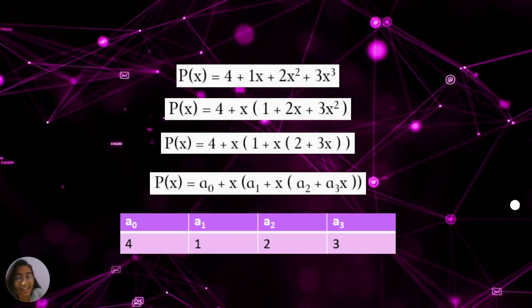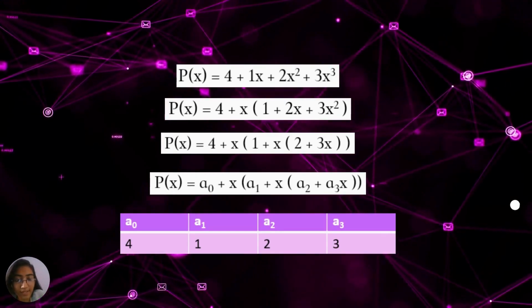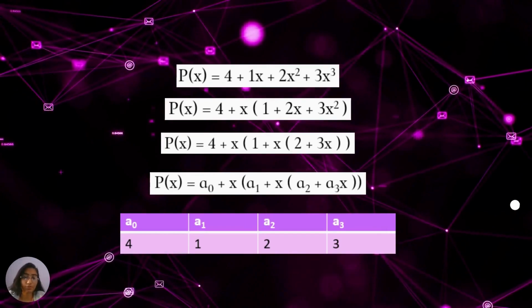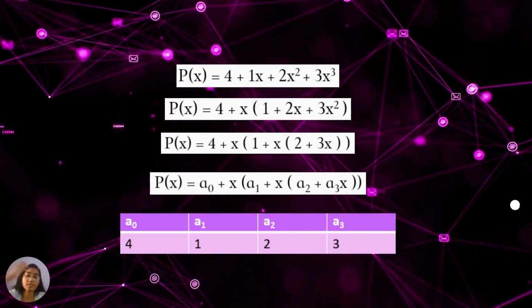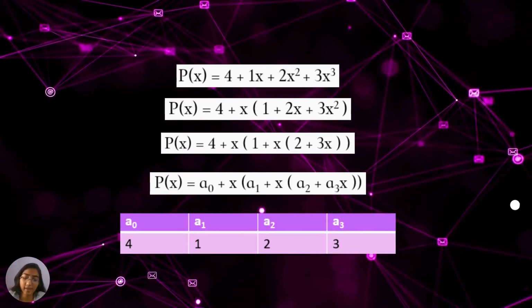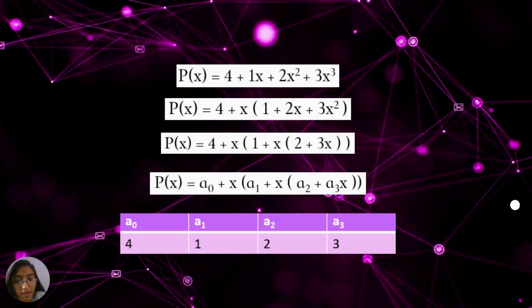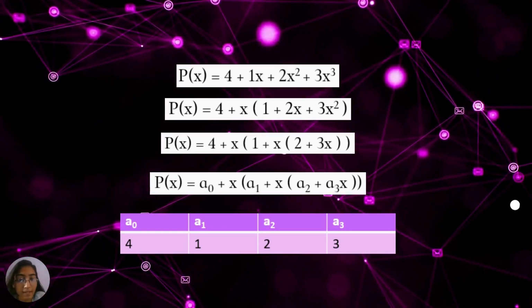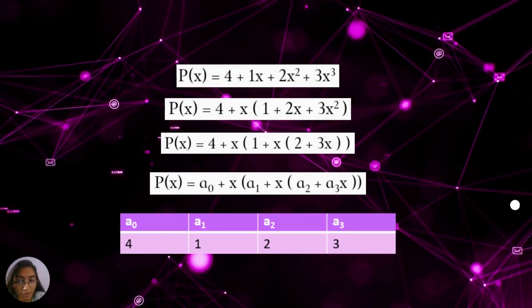I'm sorry. a0 is 4, a1 is 1, a2 is 2, and a3 is 3. So these are the corresponding coefficients and their values in the table given below. a0 is equal to 4, a1 is 1, a2 is 2, and a3 is 3, by comparing this equation with the general equation of a polynomial.